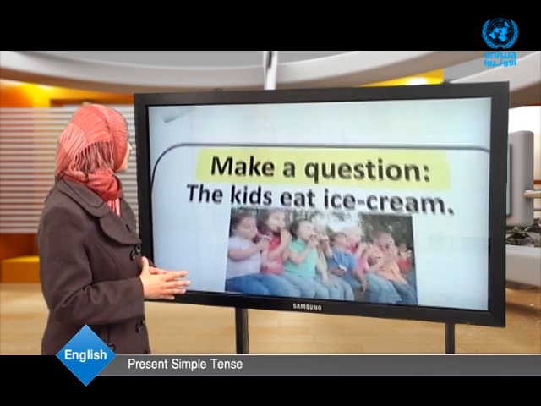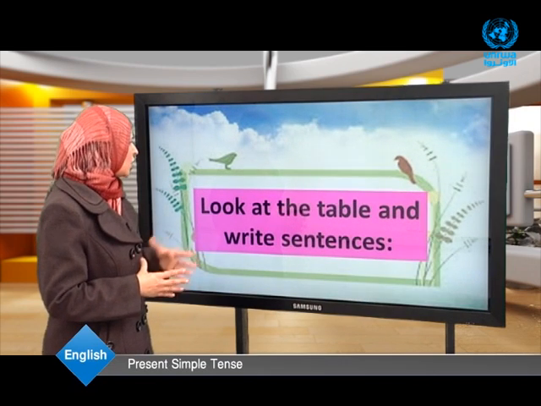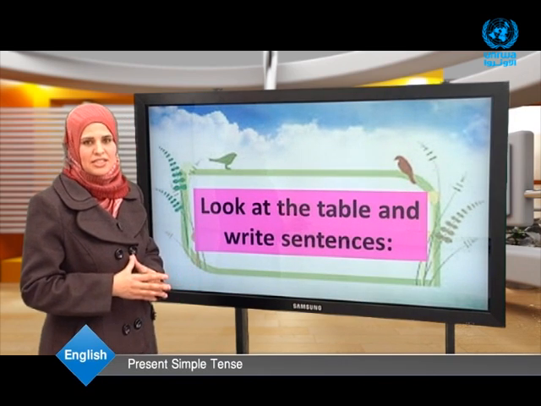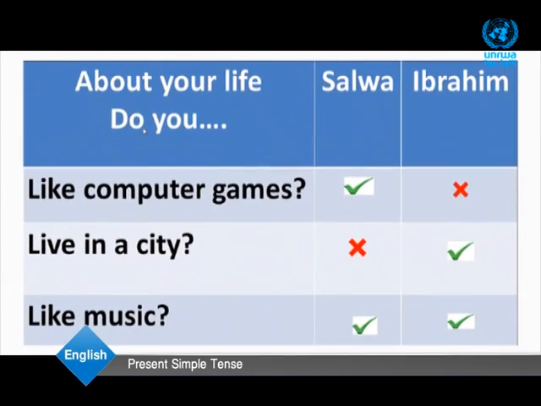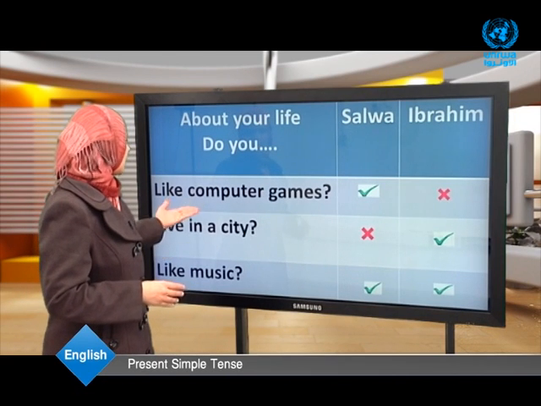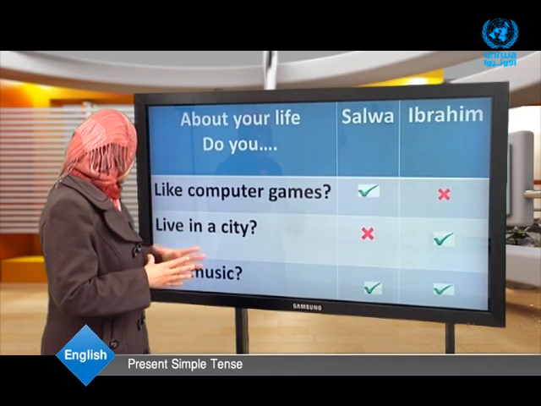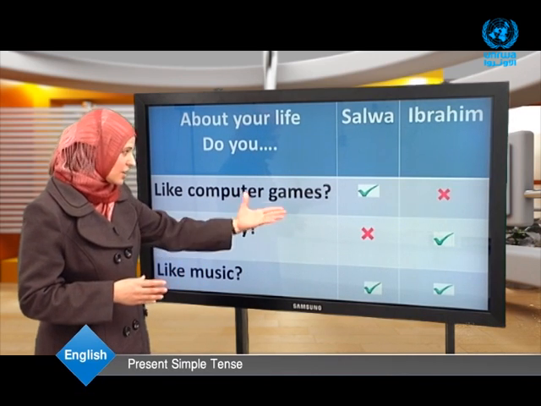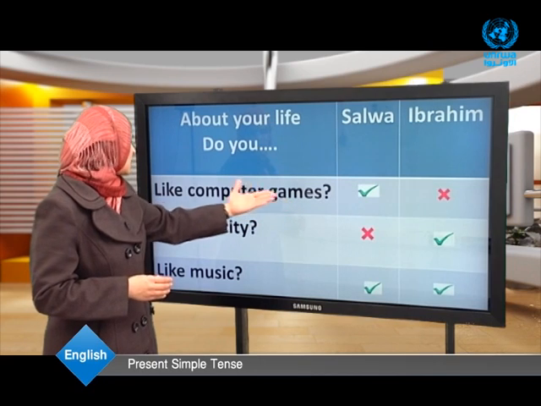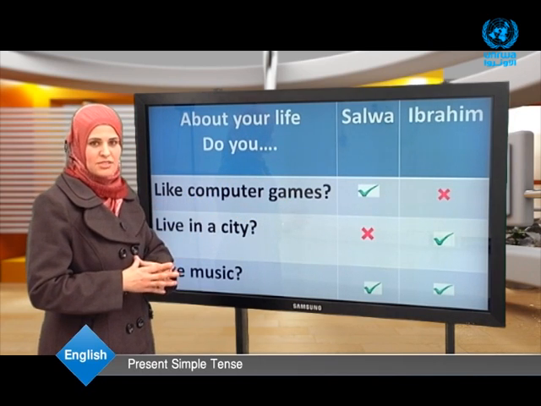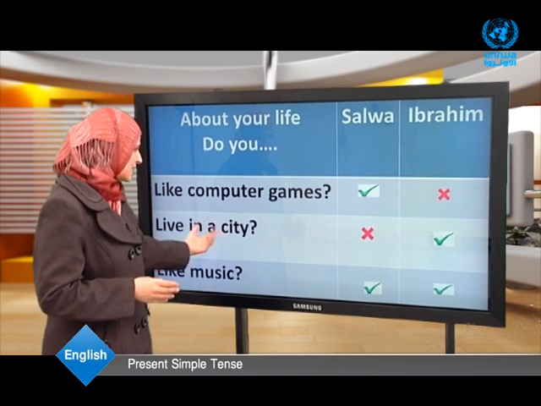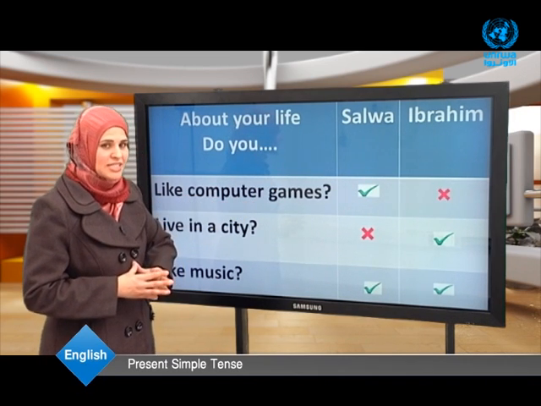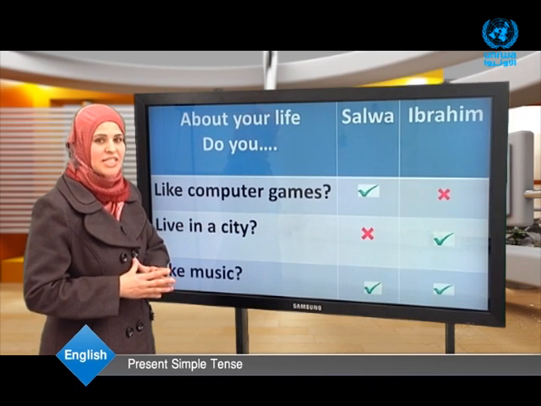Now, let's have another activity. Look at the table and write sentences. Let's together study the table carefully. Here we have some questions for Salwa and Ibrahim: like computer games, live in a city, like music. Salwa likes computer games, but Ibrahim doesn't like computer games. Salwa doesn't live in a city, but Ibrahim lives in a city.